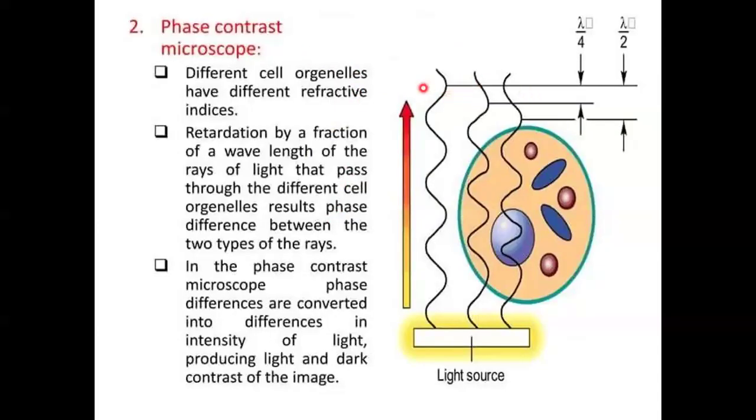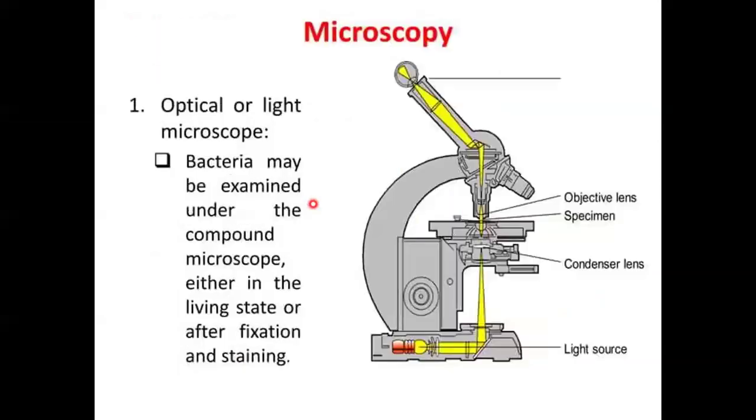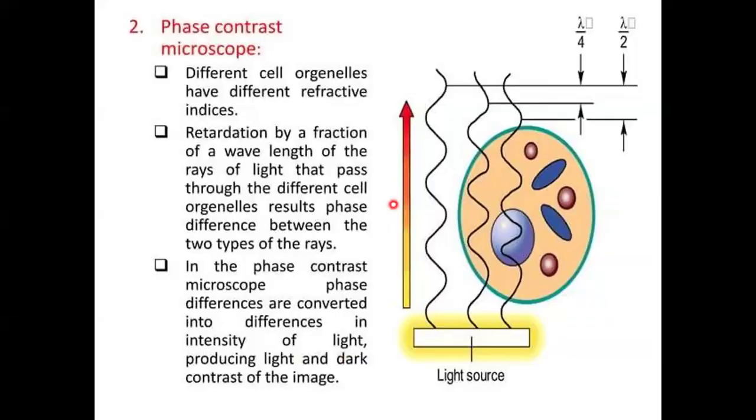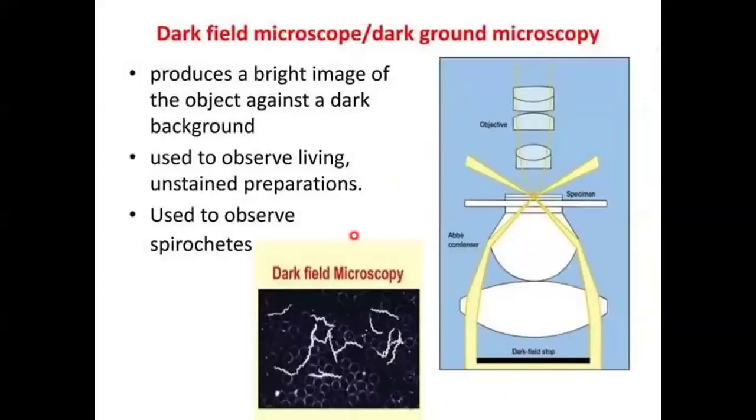This is basically used to differentiate organelles. And you see, they'll appear in different shapes and colors. Retardation by a fraction of a wavelength of rays of light that pass through the different cell organelles results in phase difference between the two types of rays. In this phase contrast microscope, phase differences are converted into difference in intensity of light, producing light and dark contrast of the image. Okay, but this is not common. You won't see this. You'll appreciate this when you start your lab sessions. And then you'll see the pictures.